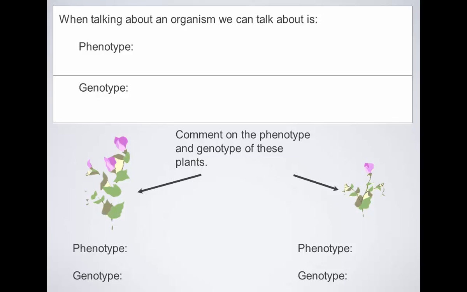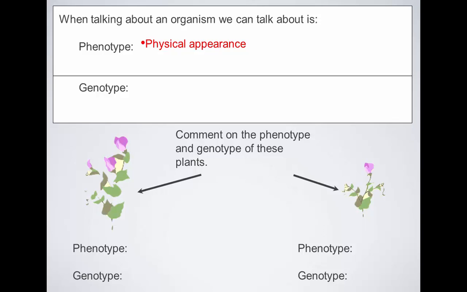Now, we talk about in genetics, when we're talking about an organism, we can talk about its phenotype and its genotype. The phenotype is the physical appearance. So it's sort of how the genes translate into real life.